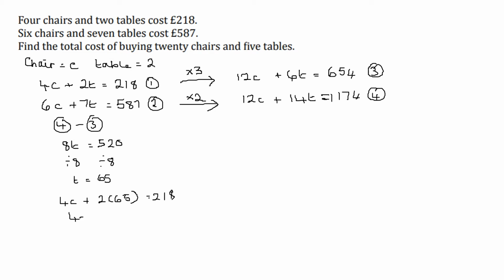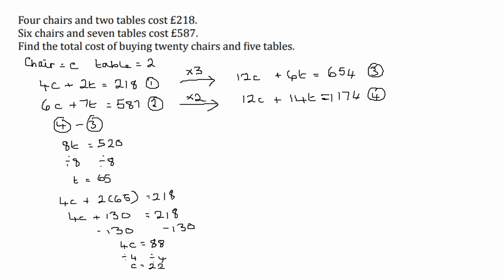So 4c plus 130 will equal 218. And if I subtract my 130 from both sides, I'm going to get 4c is equal to 88. Divide both sides by 4. So c is equal to 22.